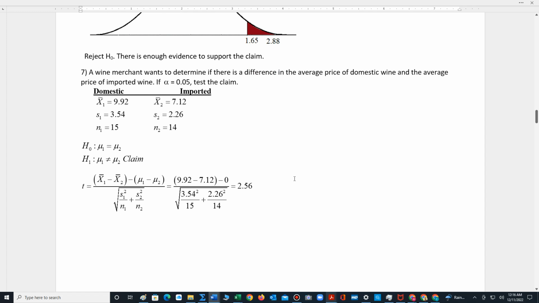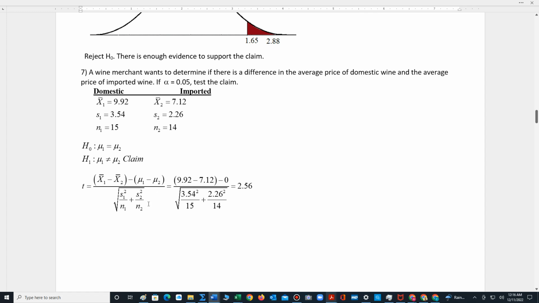Number 7 is a similar problem, but we're now given the sample standard deviations. That informs us that we have a t-test. The problem states that a wine merchant wants to determine if there's a difference in the average price of domestic wine and the average price of imported wine. Test a claim, alpha is 0.05. So the word difference means not equal to. So we're saying that mu1 is not equal to mu2. That's the claim. H naught is that the two means are equal.